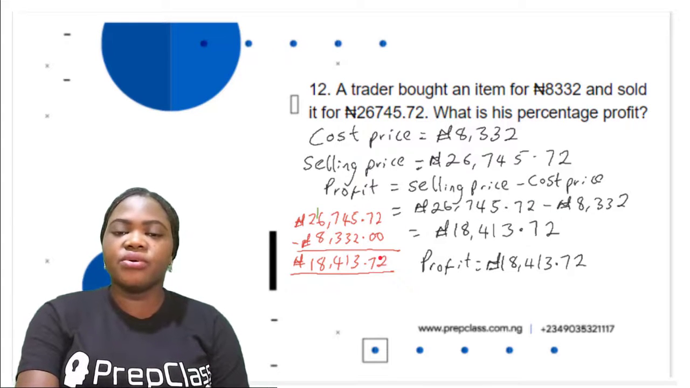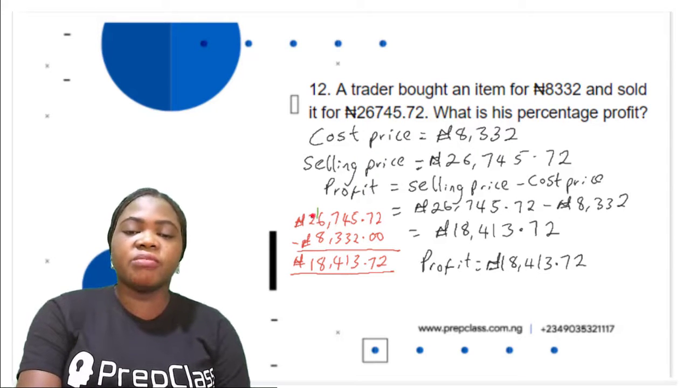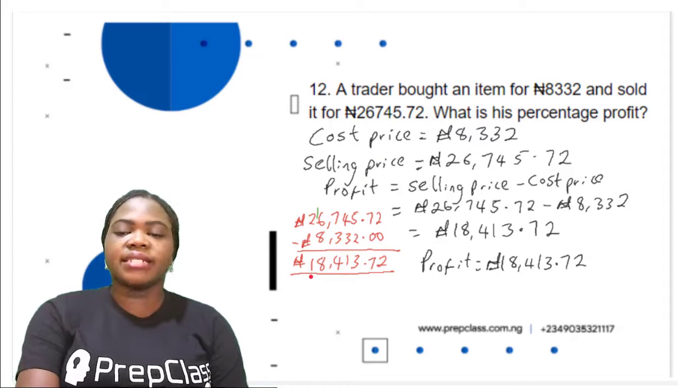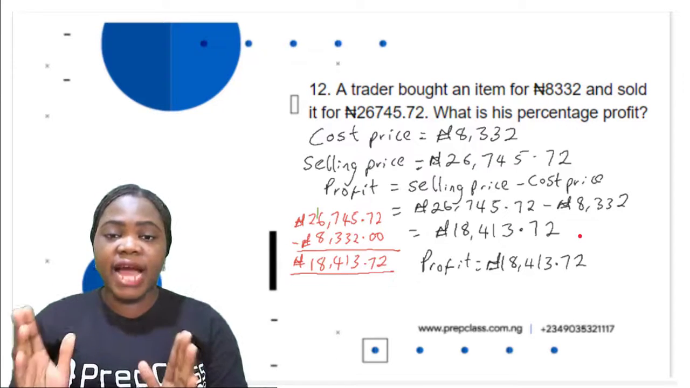2 minus 0 is 2. 7 minus 0 is 7. Then put the decimal point. 5 minus 2 is 3. 4 minus 3 is 1. 7 minus 3 is 4. 6 minus 8 is not possible. So we take 1 from 2. And then this remains 1. And then this becomes 16. 16 minus 8 is 8. Then 1 minus nothing is 1. So the answer is 18,413 naira 72 kobo. So that is the profit he has made.